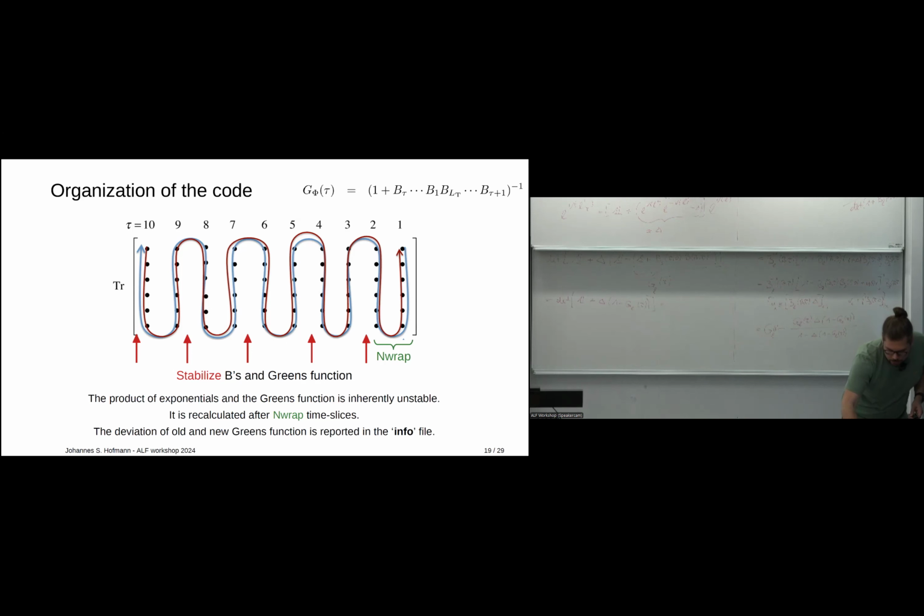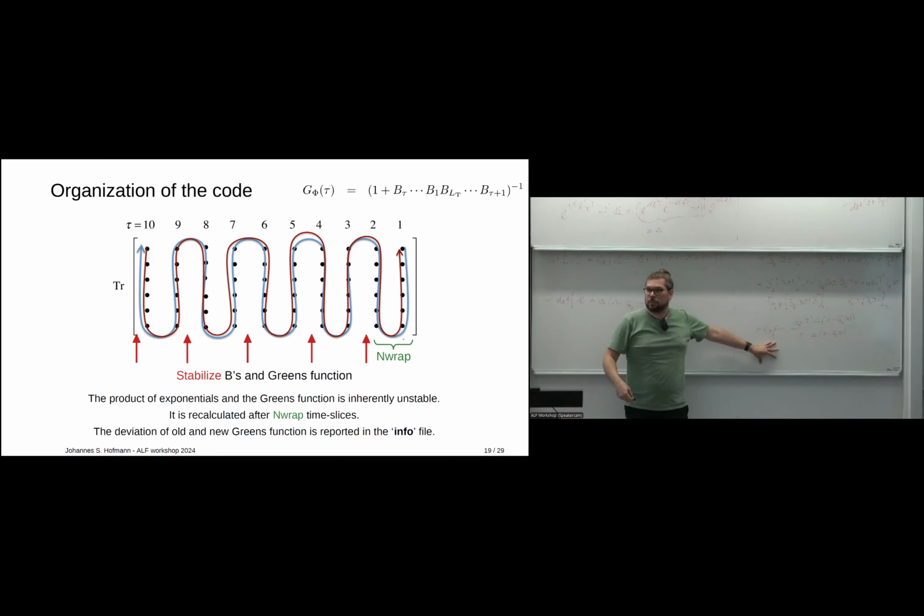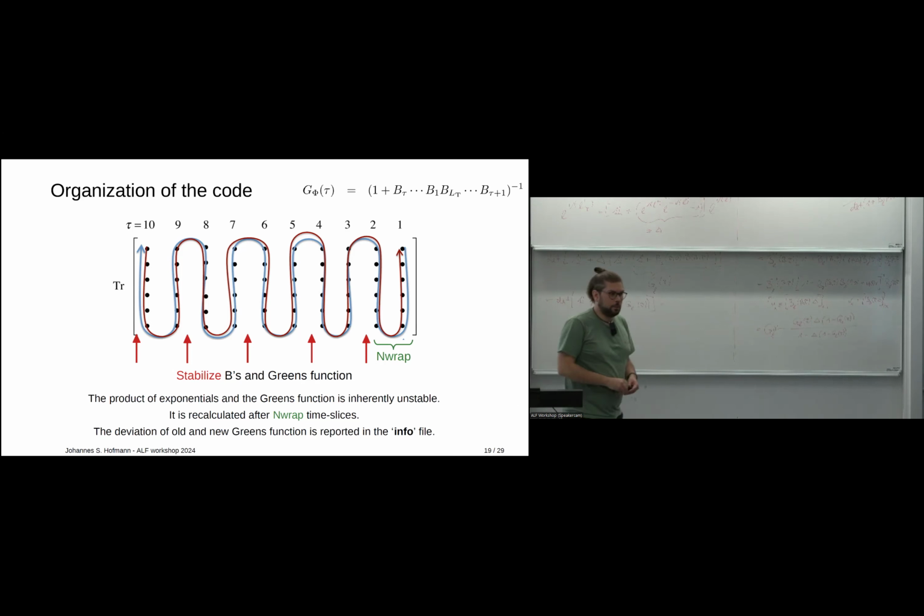Maybe this is already the last slide, because I think this should be done. The only thing that I want to mention is you will get to know the info file, which is produced when you run ALF, and this will record the precision of the Green's function by comparing the Green's function that is propagated through Sherman-Morrison to the Green's function that is recalculated from the B matrices directly. And this is something to keep an eye out for when you run the simulations, that it didn't get unstable. And if the deviations are too large, nrep is the parameter that you should adapt accordingly. And I think that would be the end of my presentation.